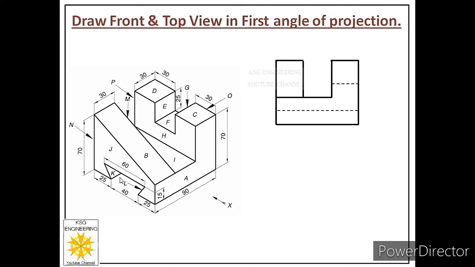It is not mentioned what its depth is. So if it is not mentioned and no other information is given, then we have to assume that this particular opening is throughout its length. That is why from this point we have considered face K throughout its length. So from that point we have drawn a dashed medium line which represents the hidden edge of face K.